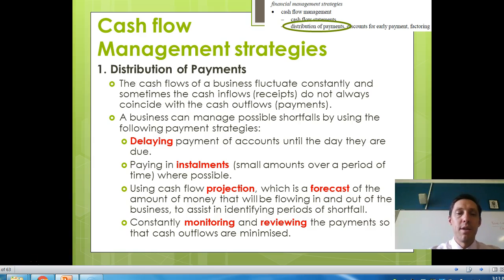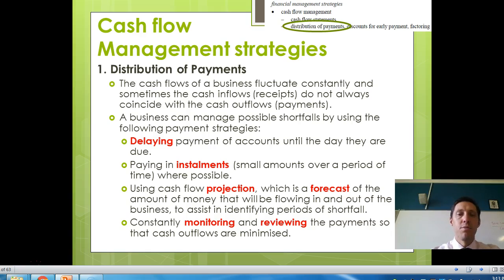So as you can see there, a business can manage possible shortfalls, so cash shortfalls. So what that really means is it isn't getting enough cash into the business to be able to pay the cash going out of the business. So it can manage that by a couple of different things. Number one, its first choice might be to delay payment of those accounts payable or those creditors. So try to potentially negotiate a longer term to pay those accounts payable.